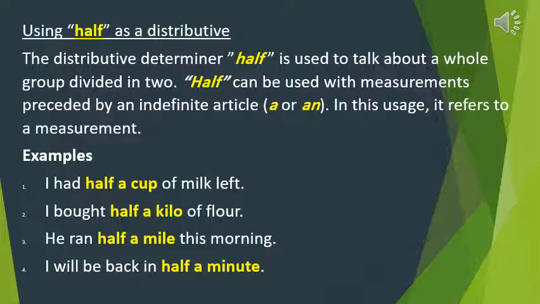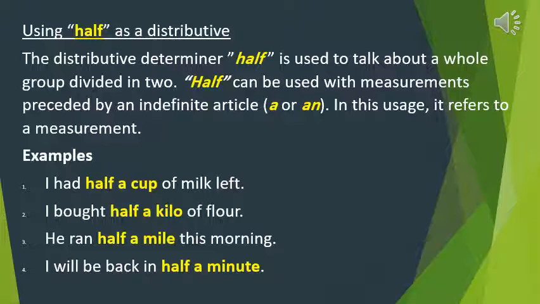Using half as a distributive. The distributive determiner half is used to talk about a whole group divided into. نستخدم half اللي هي نصف. بنتكلم على مجموعة مكونة من جزئين أو اتنين. Half can be used with measurements. ممكن نستخدم half مع القياسات preceded by an indefinite article مسبوقة بأدوات النكرة زي a or an.